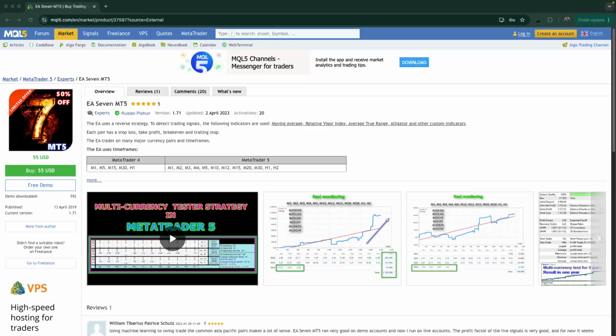In today's video we are going to be looking at the EA7 expert advisor for MetaTrader 5. This one uses moving averages for direction, relative vigor index for momentum, and average true range, the ATR, for volatility, and also uses the Alligator indicator to identify trend phases and some custom tools. Basically, it's hunting for reversal setups when these indicators line up against recent price extremes.